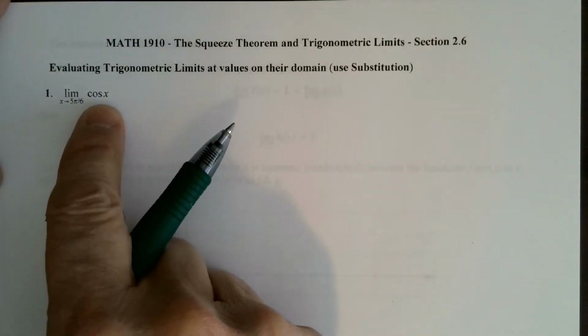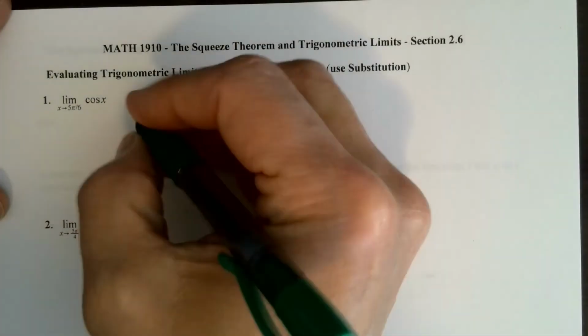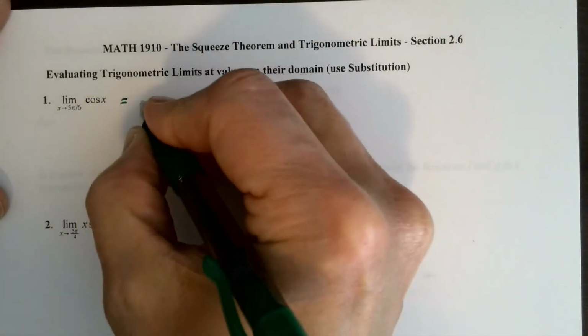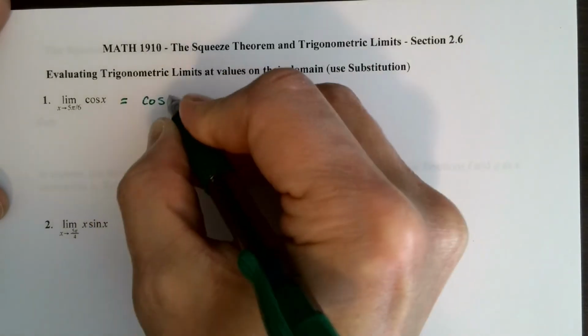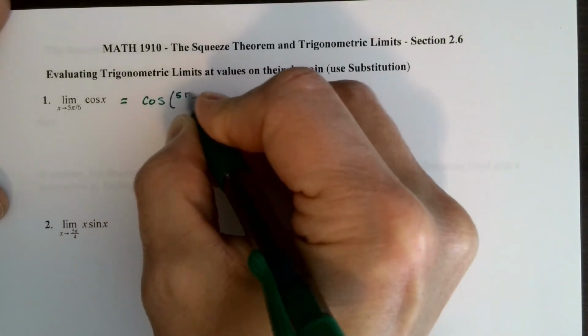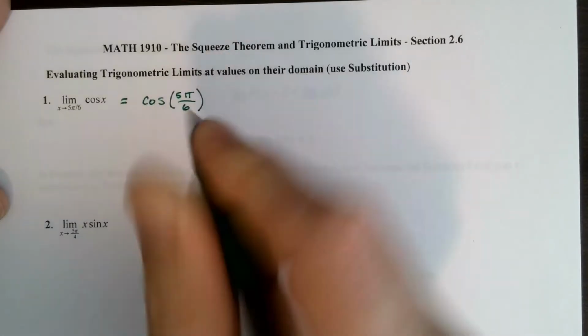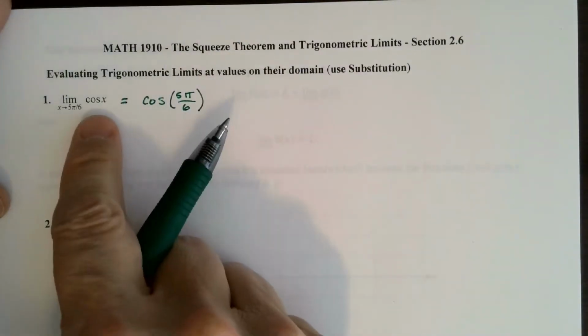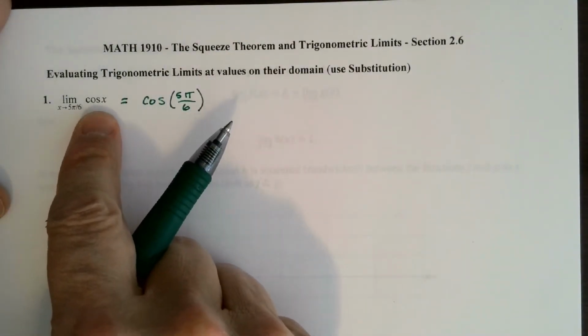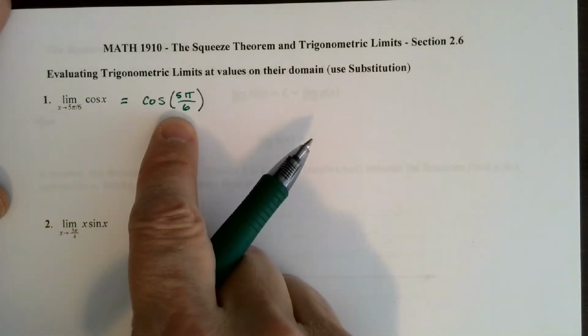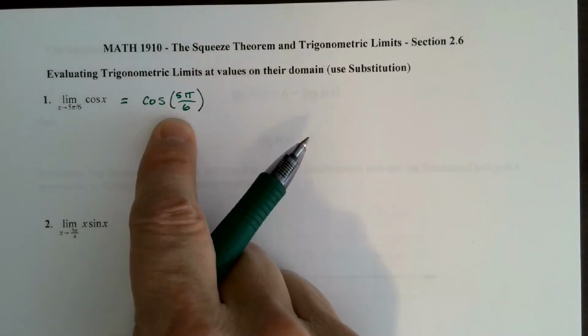So for instance here, when we look at this first one, limit as x approaches 5 pi over 6 of cosine of x, cosine is continuous on its entire domain. And so this limit is simply cosine of, replace x with 5 pi over 6. Right? Since the domain is all real numbers, it's continuous on its domain. There's no holes, gaps, jumps, or anything.